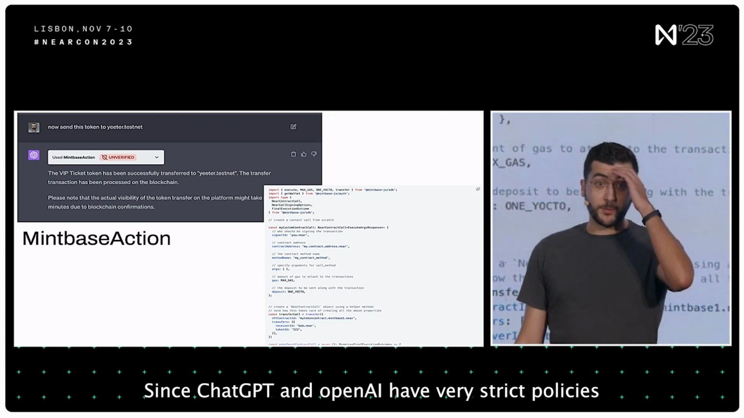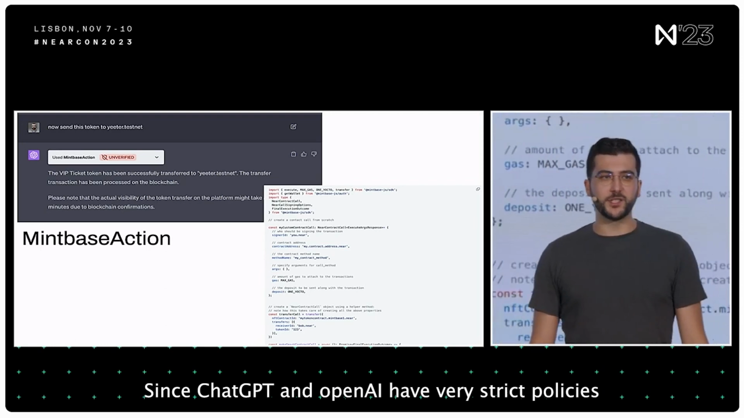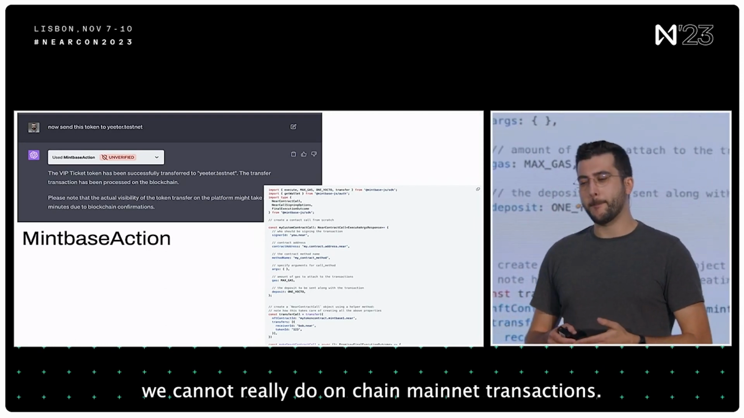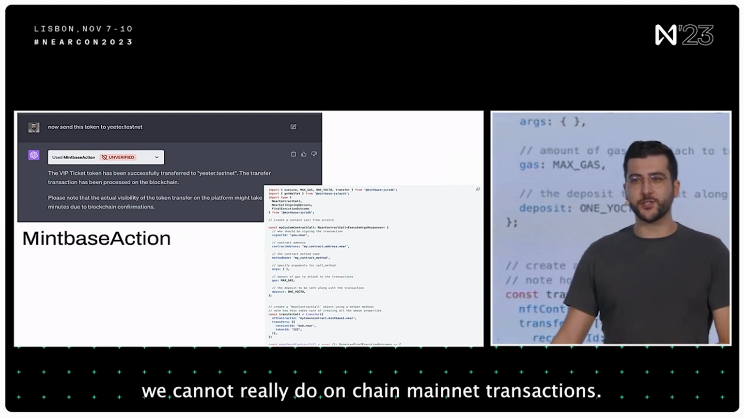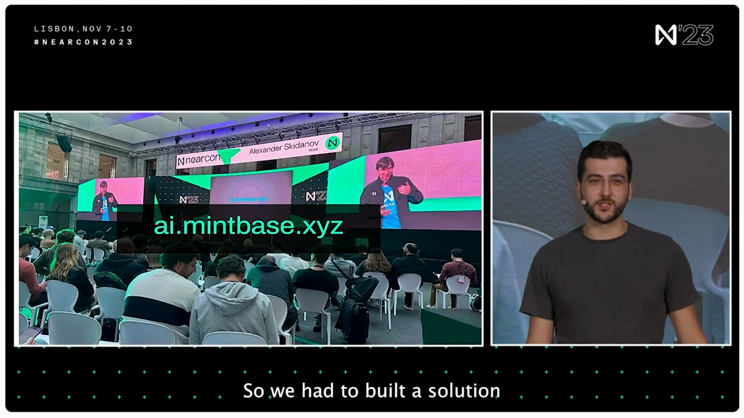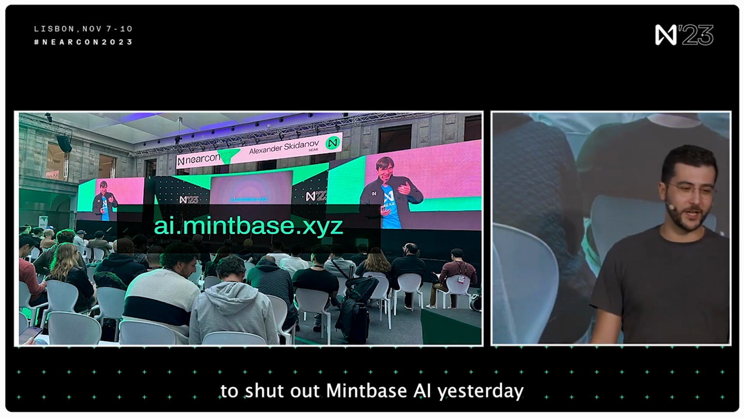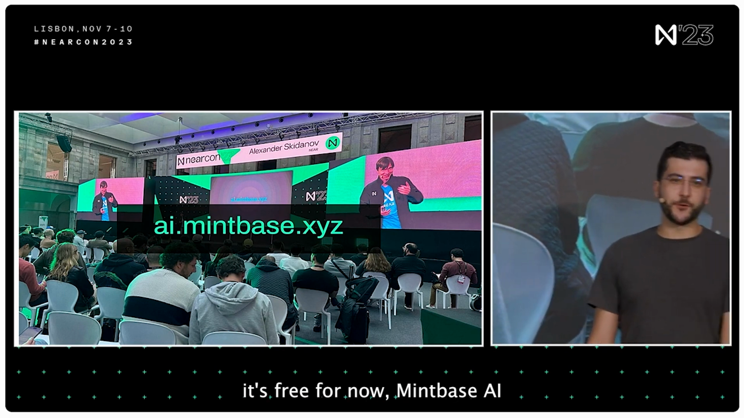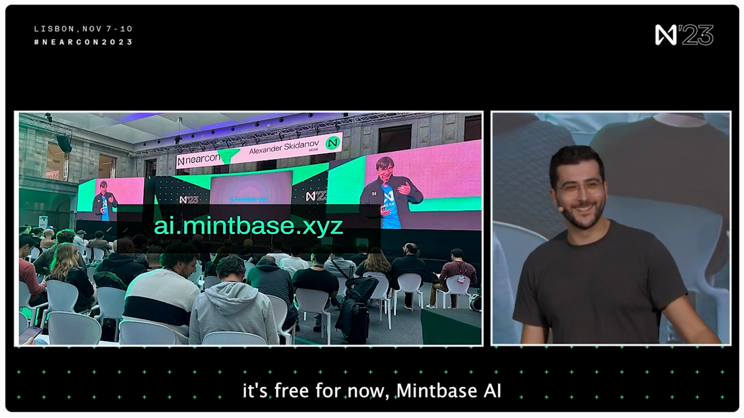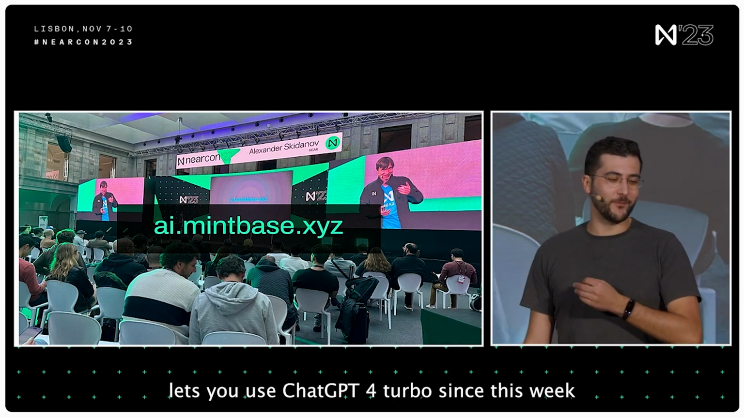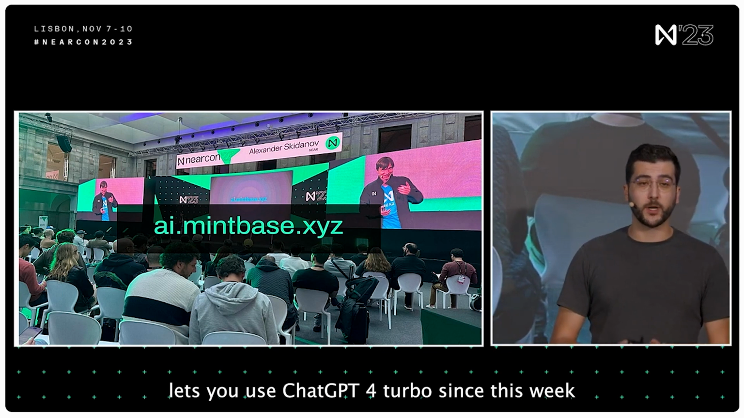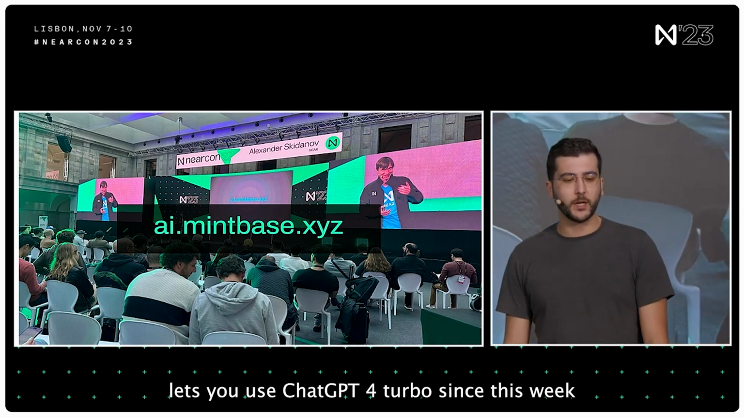Since ChatGPT and OpenAI have very strict policies, we cannot really do on-chain mainnet transactions. So we had to build a solution. And thanks to Alex Kidanov for the shout out to Mintbase AI yesterday. It's free for now. Mintbase AI lets you use ChatGPT Turbo since this week.